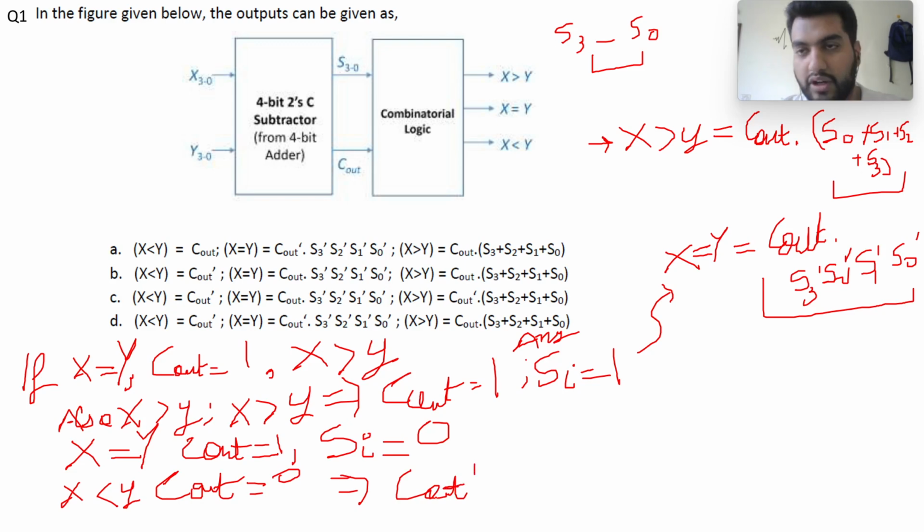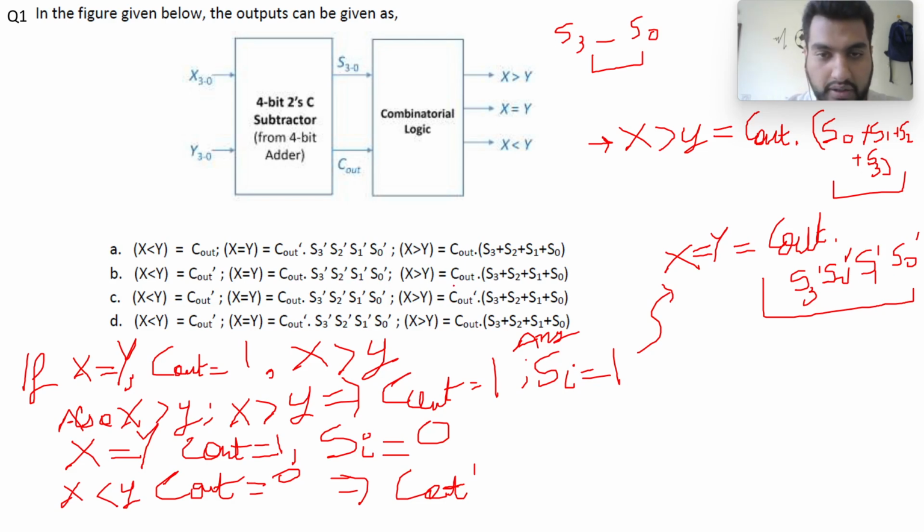So when C out is equal to 0, this thing will be equal to 1, C out complement. So x less than y is equal to C out complement. So the three conditions are, for x less than y we have C out complement. Among these three, one of them will be correct. And for x equal to y we have C out, S3 complement, S2 complement, S1 complement, S0 complement, and that is this thing B, and also option C is having that.